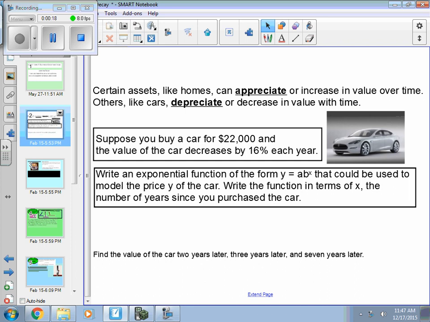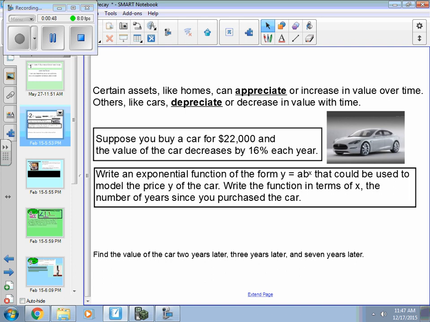First one on your notes says certain assets like homes can appreciate, which means increase in value over time. Others like cars depreciate, or decrease in value with time. Suppose you buy a car for $22,000 and each year the value of the car decreases 16%. Write an exponential function in the form we've been looking at that could be used to model the price of the car. Write the function in terms of x, the number of years since you purchased the car.